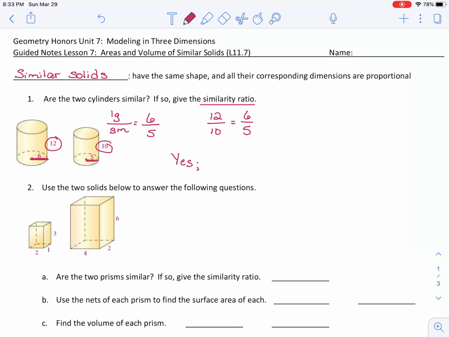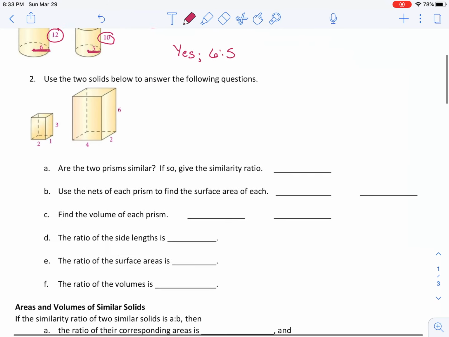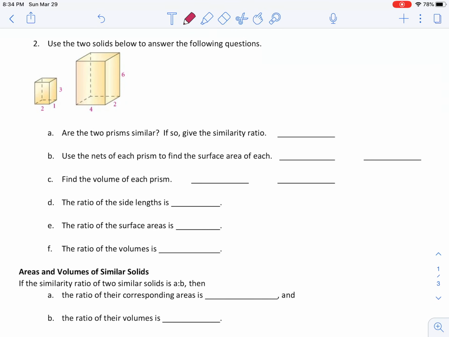So the question was, are they similar? The answer is yes, they are similar. The similarity ratio is 6:5. Now we didn't ask the order of the similarity ratio, large to small or small to large, but they are similar for sure.